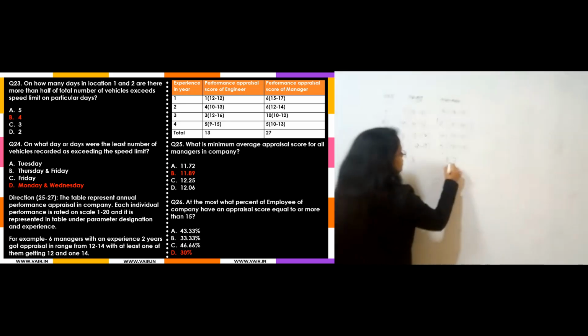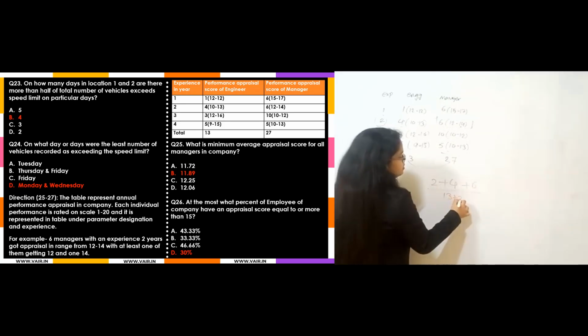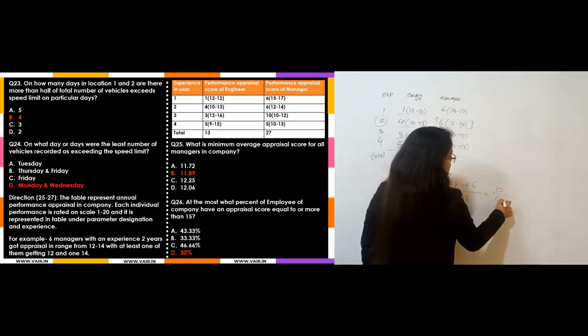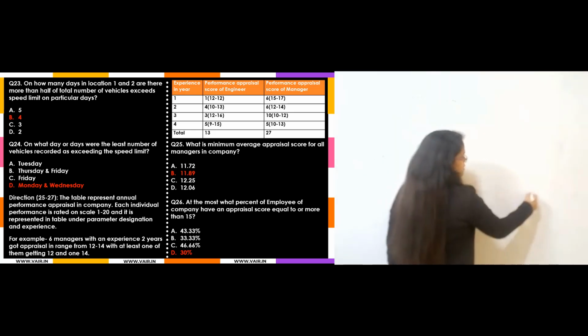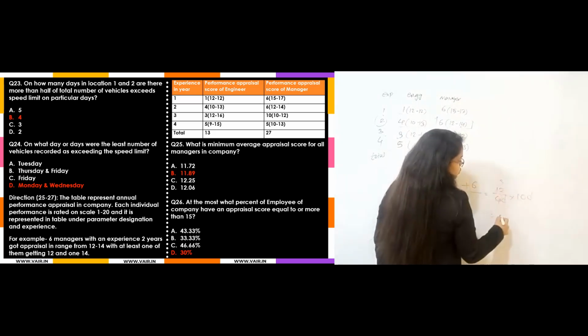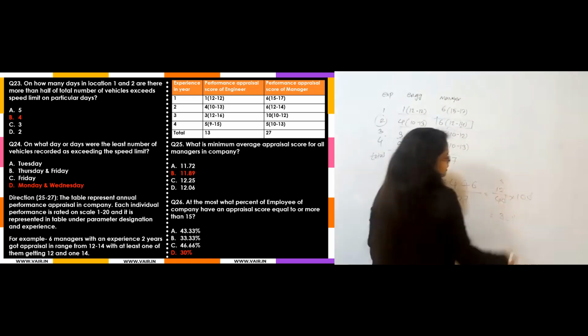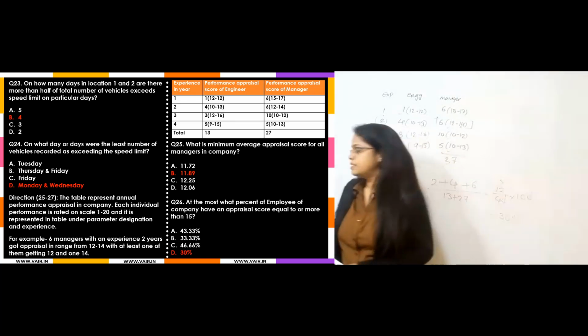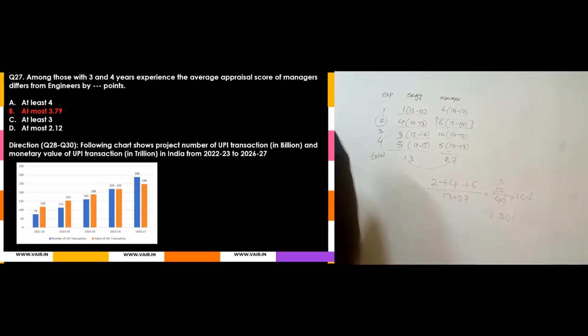And how many total members are there? Total are 13 plus 27. So this will be what? 10 plus 12 by 40 into 100, because I have to find out the percentage. So you can see 4 3s are 12, so 3 into 10 will be 30%. So this was the easier one. Your answer will be 30. Easier. Now let's solve the next one.